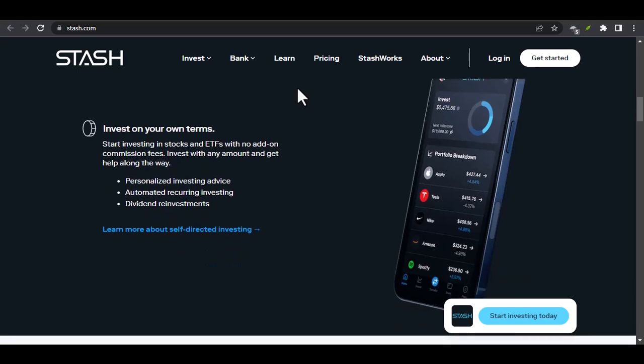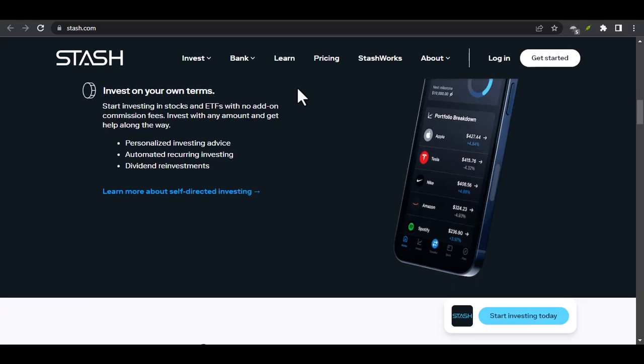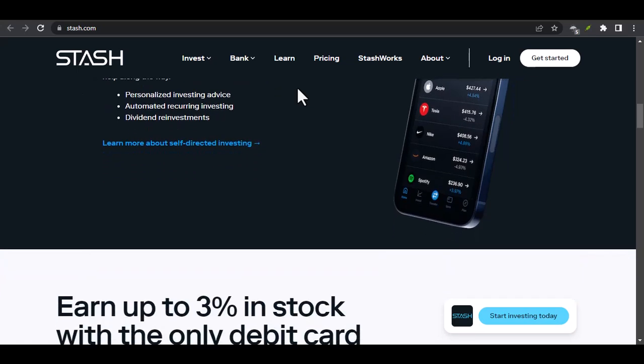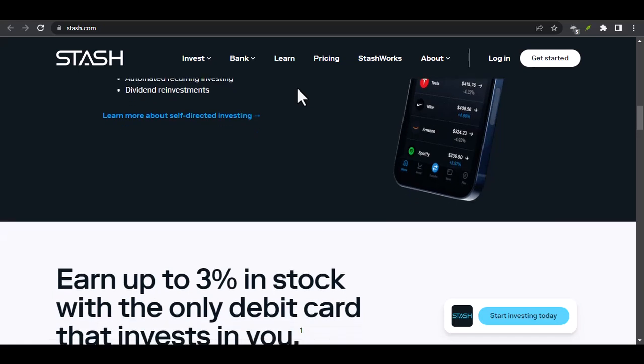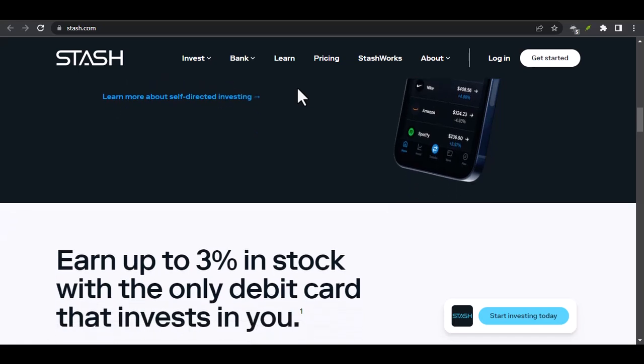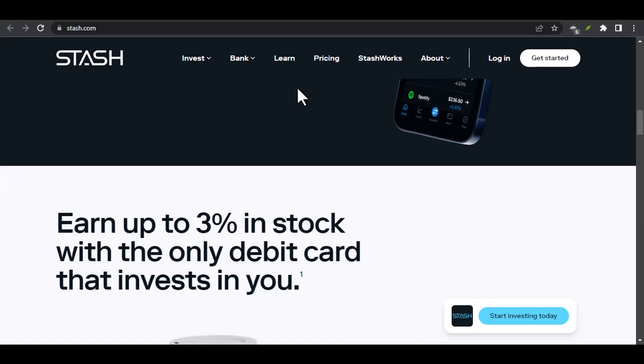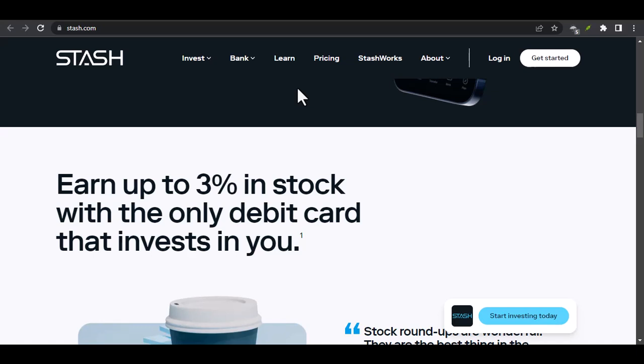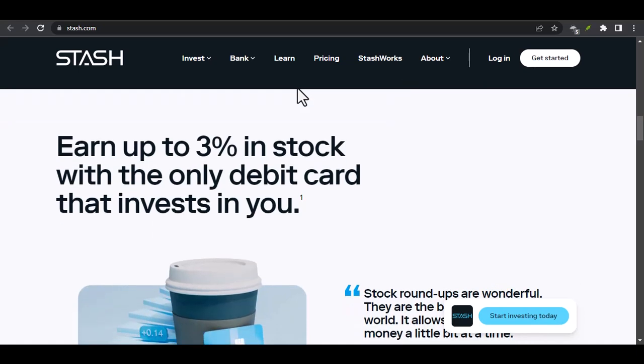Common reasons for transfer delays. There are several specific reasons why you might be unable to transfer money from your Stash account. Account age. If your Stash account is relatively new, there might be a waiting period before you can withdraw funds. This is a common practice to reduce the risk of fraud and ensure that you're comfortable with the platform.